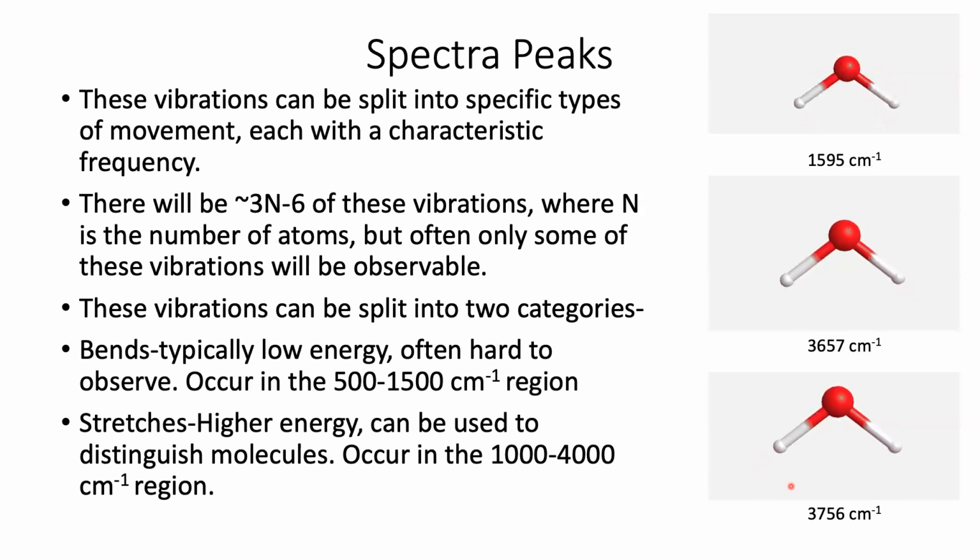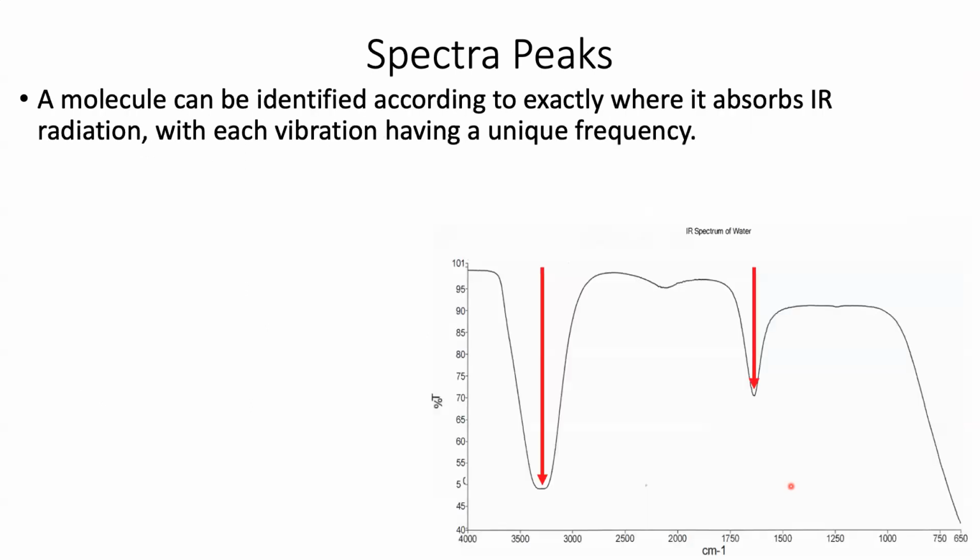So let's go ahead and take a look at what an IR spectrum looks like. Another peculiarity about the IR spectra is, unlike UV-vis, where we use absorbance, in infrared we're using percent transmittance. So this is how much light makes it through the sample.